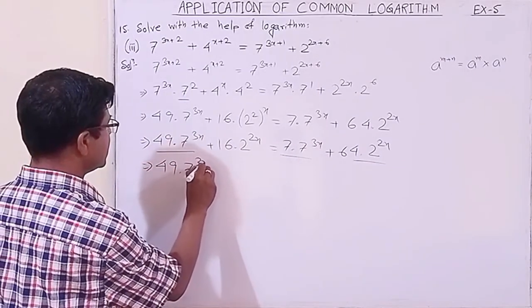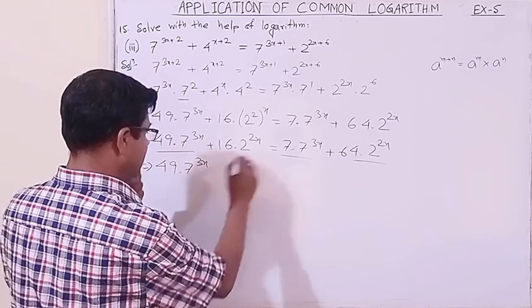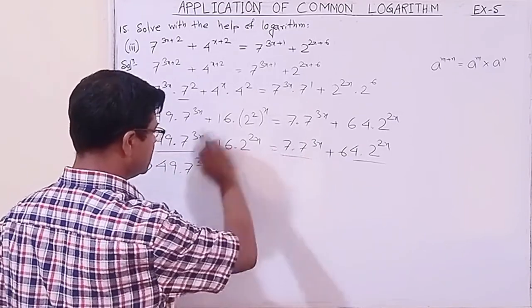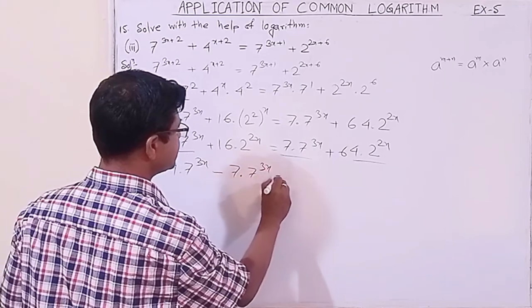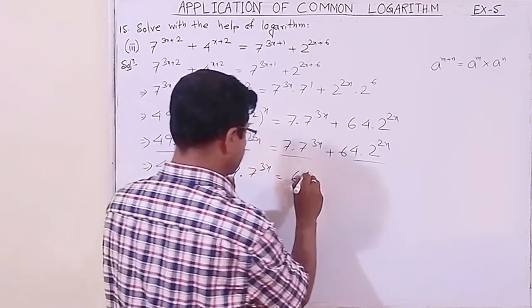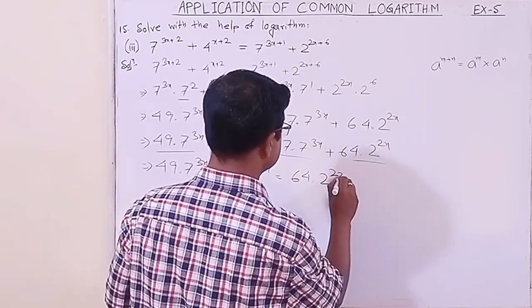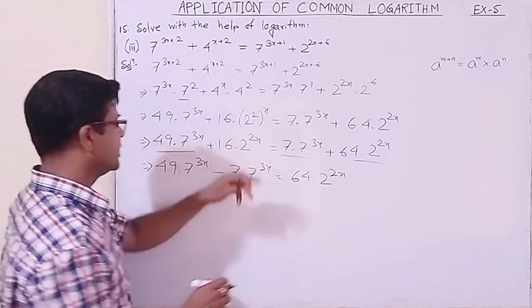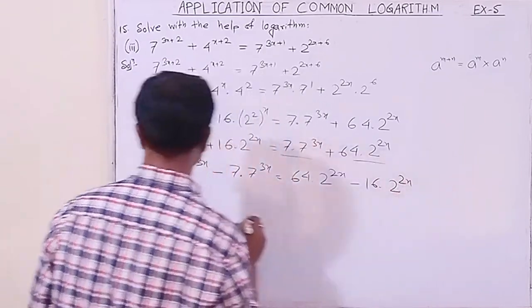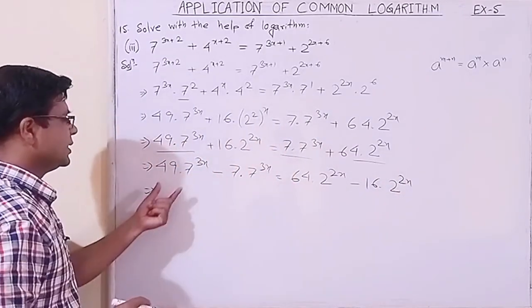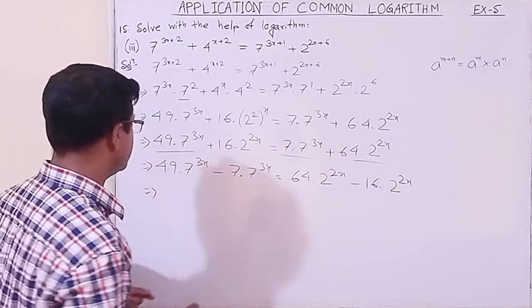49 times 7 to the power 3x, and this we bring to the other side, so it will be minus 7 into 7 to the power 3x. This is 64 into 2 to the power 2x. This is plus 16; on the other side it will be minus 16 into 2 to the power 2x. Got it? Now this is a like term, so this minus this will be 42.